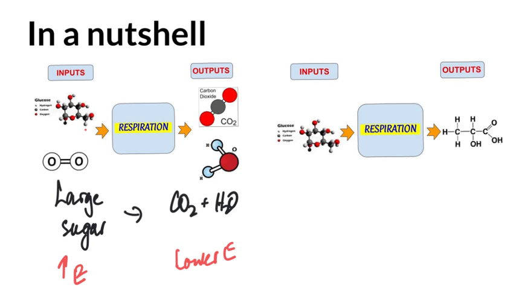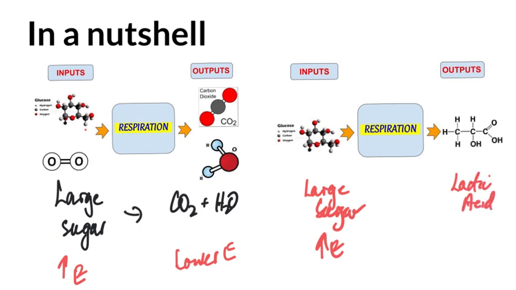Over here, we've still got a large sugar, and that means we've got relatively high energy because we've got lots of bonds. But let's look at this. It doesn't go all the way down, these are much, much bigger. This thing is lactic acid, and it's got a medium amount of bonds, if you like. It's got 1, 2, 3, 4, 5, 6, 7, 8, 9, 10. So we go from something like 24 to 10.